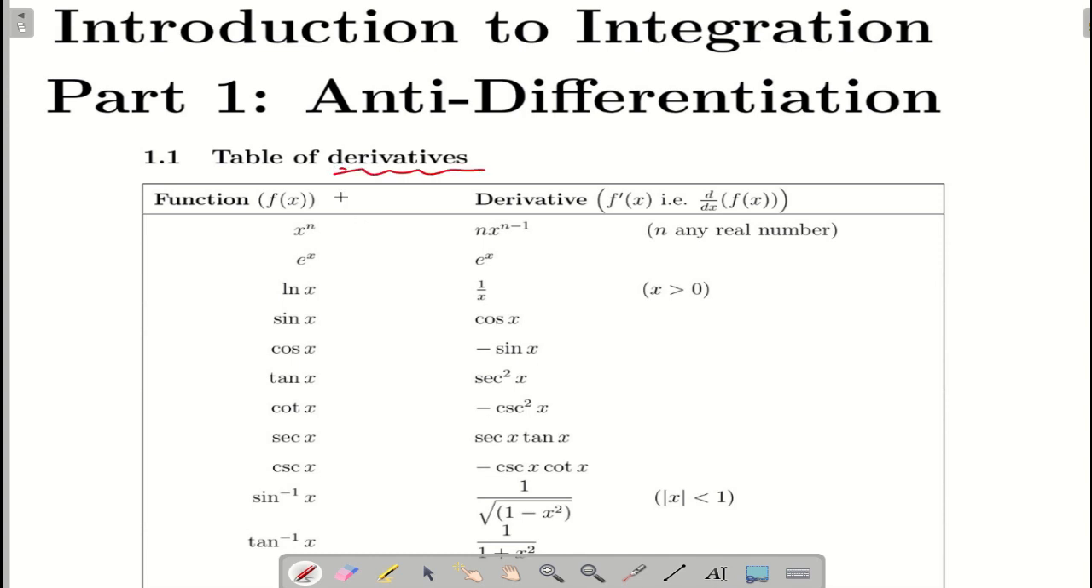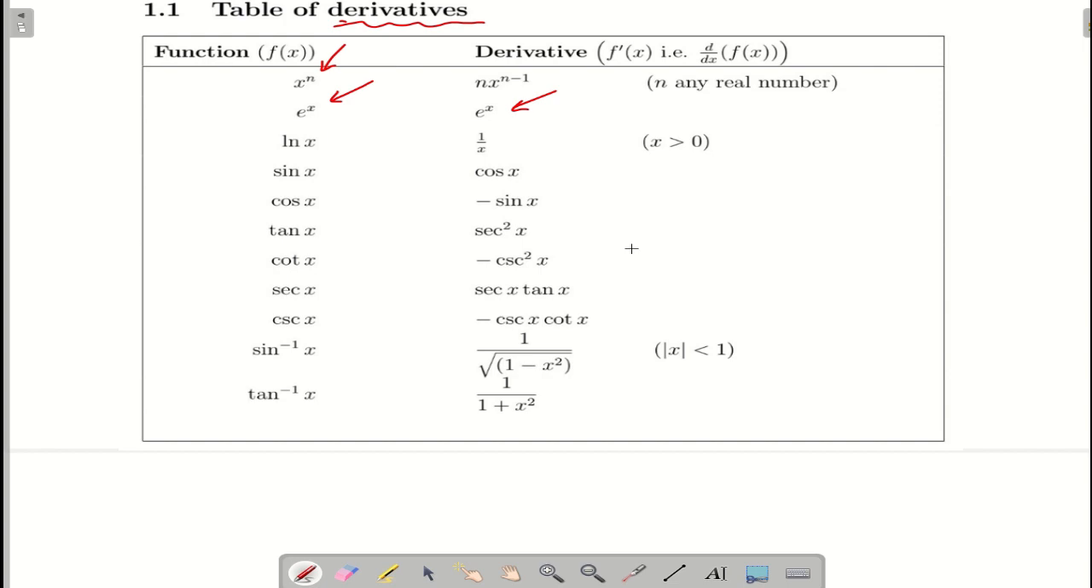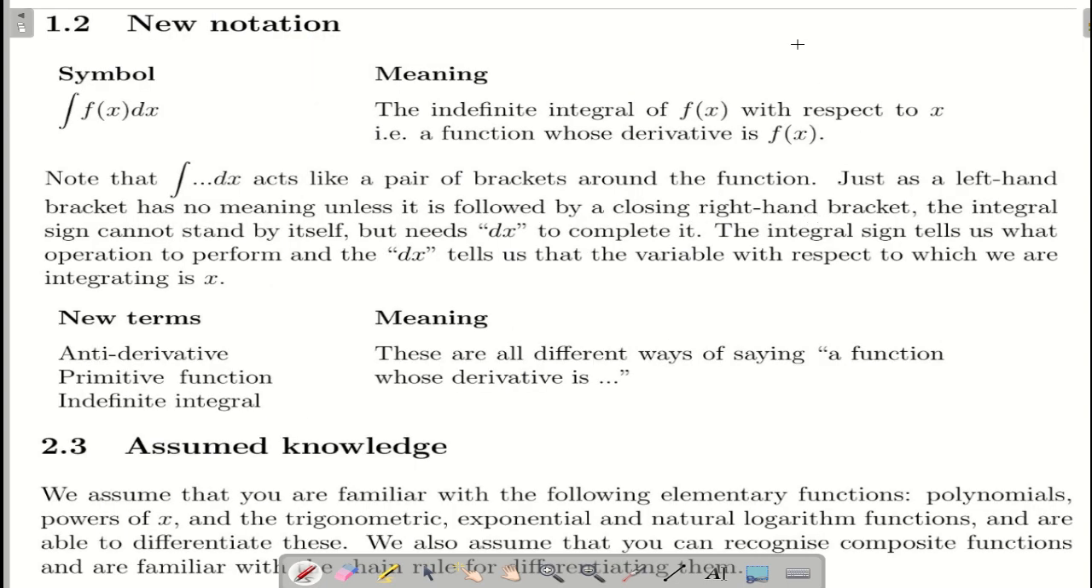For example, if we have a function x to the power n, its derivative will be n x to the power n minus 1. And if the function is e to the power x, its derivative will be e to the power x. So let's go through this table and try to remember as much as you can. Now we go to integration, or what we call the antiderivative.